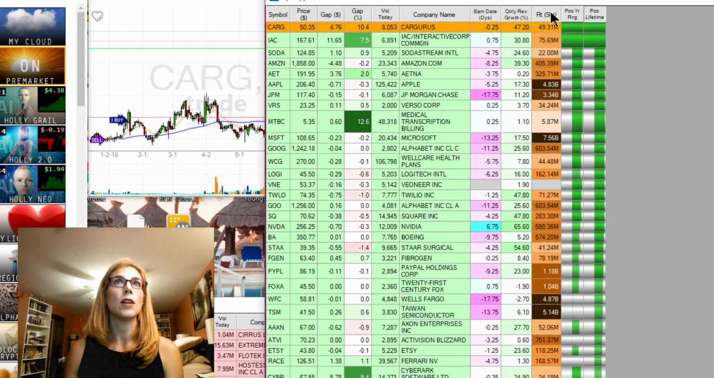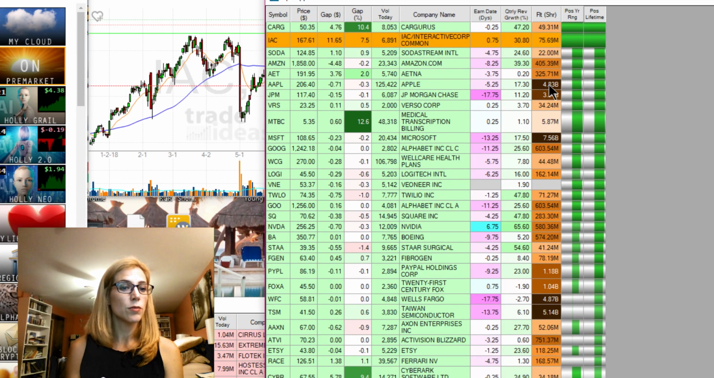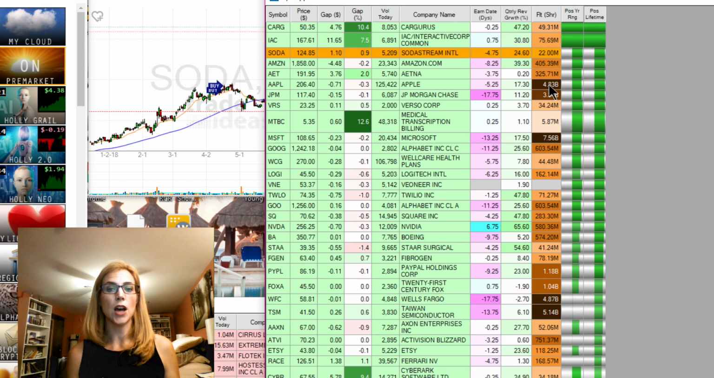So you can see that a float that has 4 billion shares is going to be a lot harder to move in the price. It'll take a lot more volume to move a higher float stock.